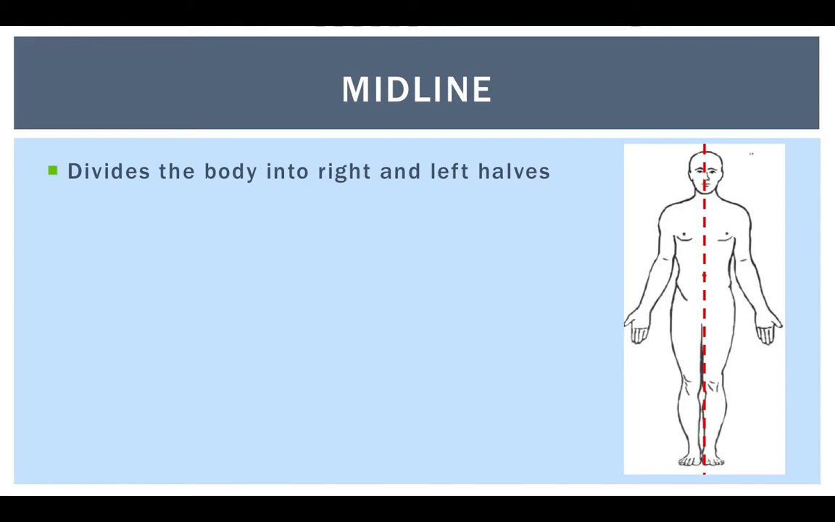The midline is another important structure. It's an imaginary line that divides the body into right and left halves. It bisects the body. So you've got one eye on each side, half a nose on each side, half a mouth, a shoulder on each side, etc.